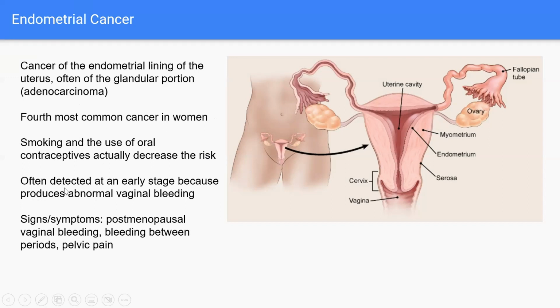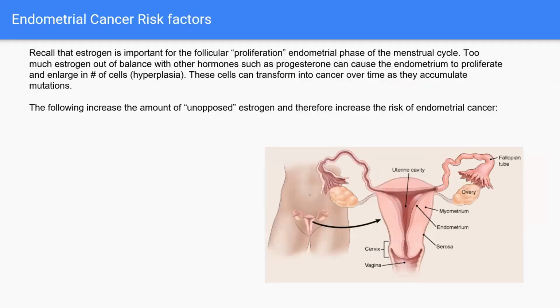It does happen to be detected often at an early stage because patients will often present with abnormal vaginal bleeding. And signs and symptoms are postmenopausal vaginal bleeding, bleeding between periods, pelvic pain, that sort of thing. And so as I was talking about earlier, this whole idea of the unopposed estrogen. The estrogen early on in your cycle normally is what's responsible for the growth of that endometrium.